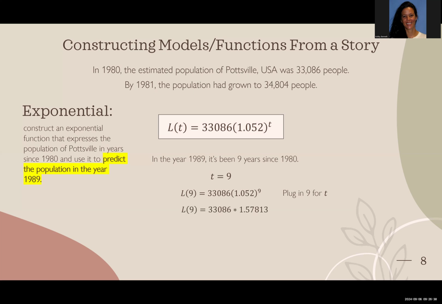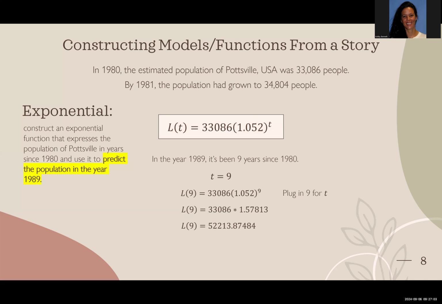So L of 9, our population at year 9, is equal to 33,086 times 1.57813. So here we're kind of leaning on our old friend PEMDAS, making sure to do our parentheses followed by our exponents. And then when we finish that, then we can move into multiplication. And since there are no more operators here, we are done.